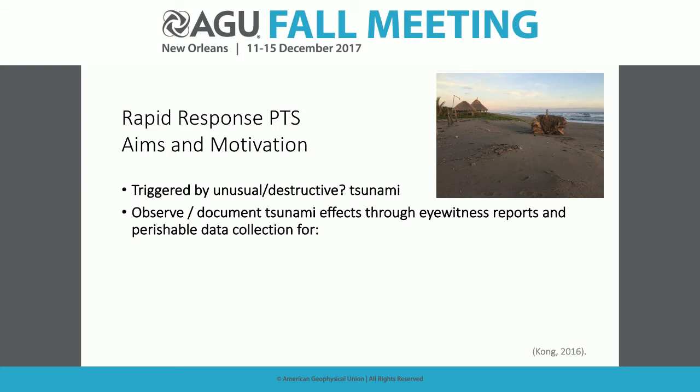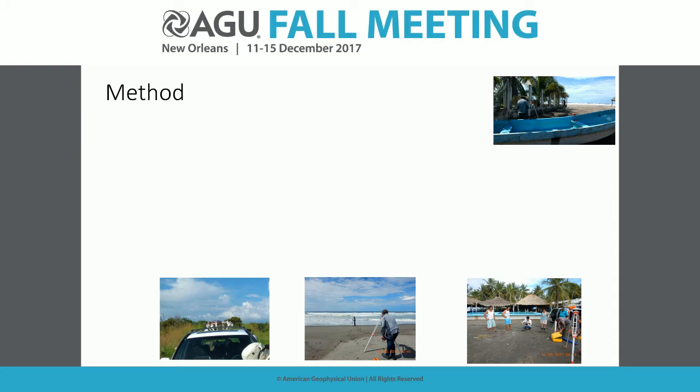So we also wanted to observe and document all the tsunami effects, asking local people, and also collect as quickly as possible any data before it disappeared, because it was the rainy season in Mexico. We also wanted to learn and improve, with our data, any research and planning, mitigation and preparedness in the local area.